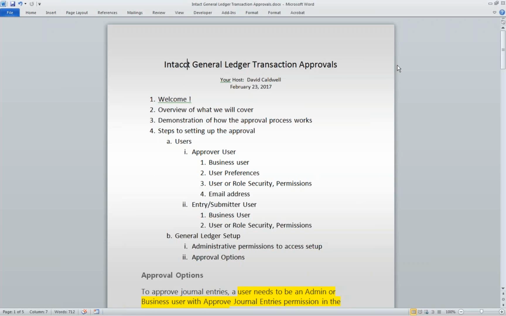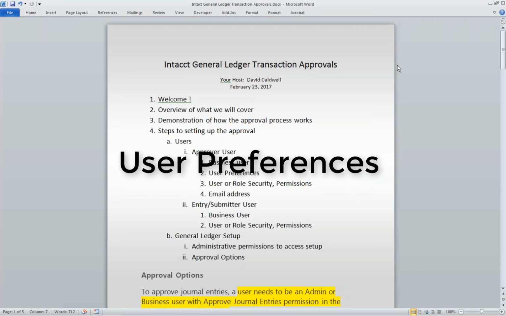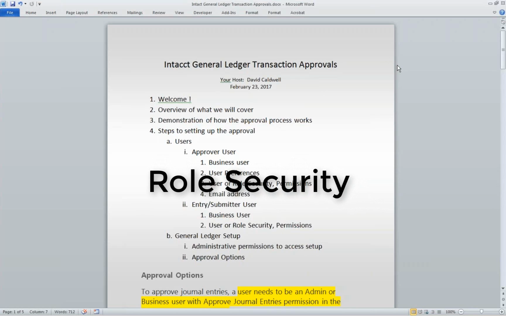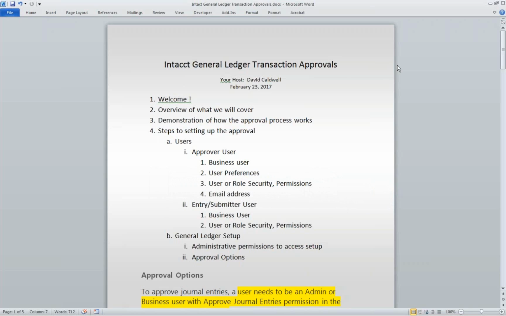The second thing has to do with user preferences. Inside of user preferences you also denote whether or not a certain individual is going to get an email and whether or not that individual can act as an approver within the system. Third, the user or the role security has to be given adequate permissions. Not only does a person who's going to be entering general ledger transactions need the permissions to enter those transactions, but if you are an approver, you need permissions to be able to approve. So it is very important that those permissions are set appropriately for the individuals, whether you're a submitter, that is a person who's entering the general ledger transactions, or an approver. Those permissions have to be set appropriately.